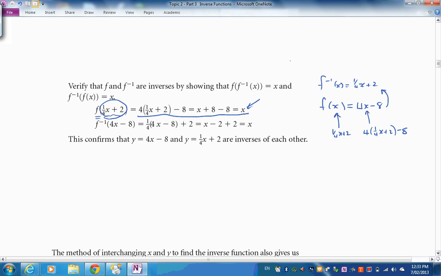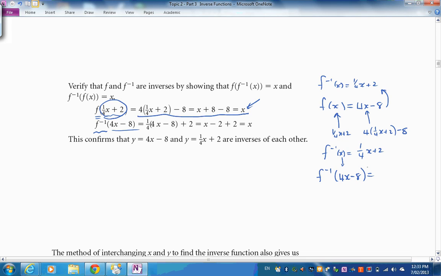Let's do it the other way, because it should work both ways. Let's apply the inverse function to 4x take 8. Well, the inverse function was a quarter x plus 2. So if we apply the inverse function to f, instead of x in here, f was 4x take 8. This is composition of functions work.